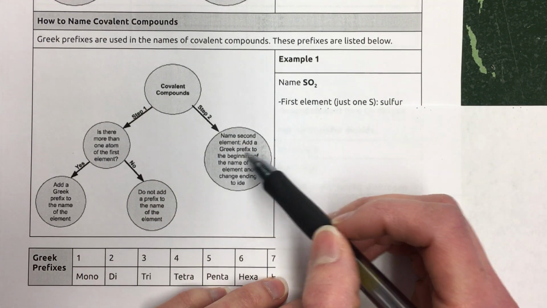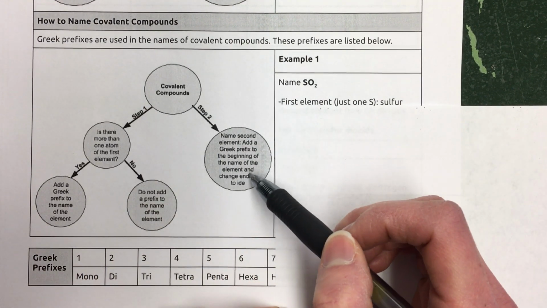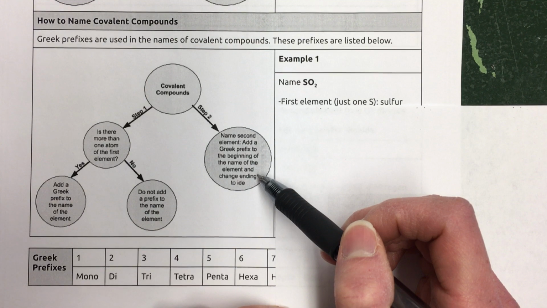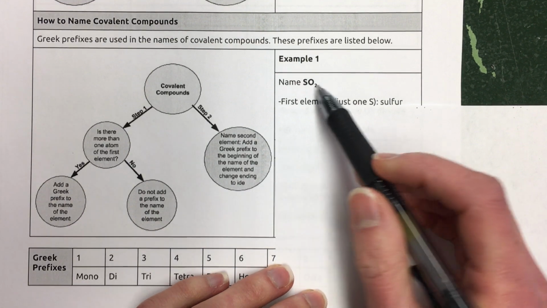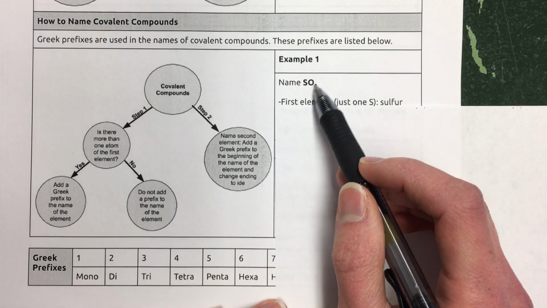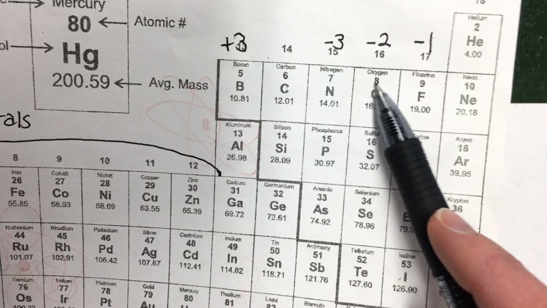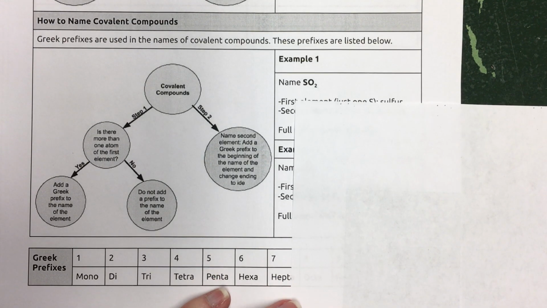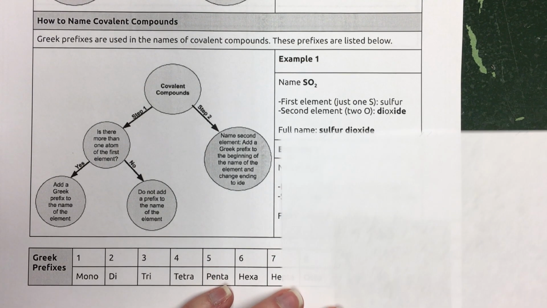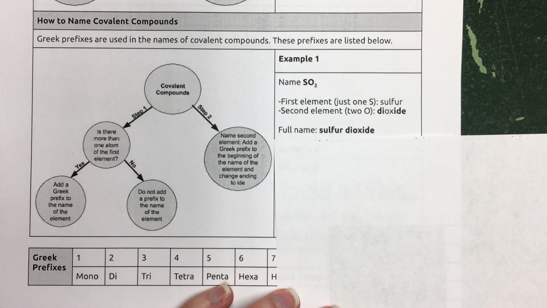For the second element, we need to add a Greek prefix to the beginning of the name and change the ending to "ide." So we've got oxygen over here. Since we've got two oxygens, we need to add the Greek prefix for 2, which is di. And we need to change the ending to "ide." So instead of oxygen, it's going to be dioxide. So this is going to be sulfur dioxide.